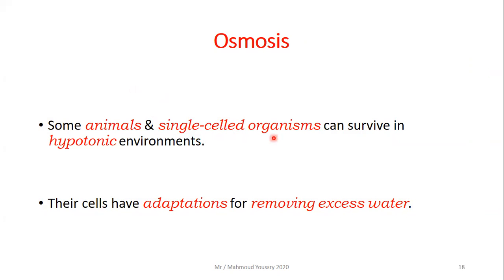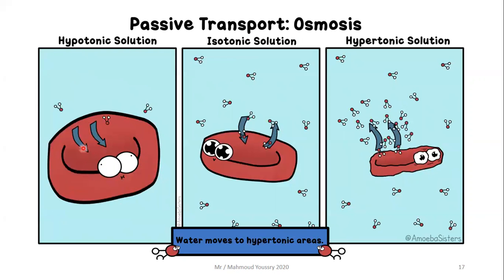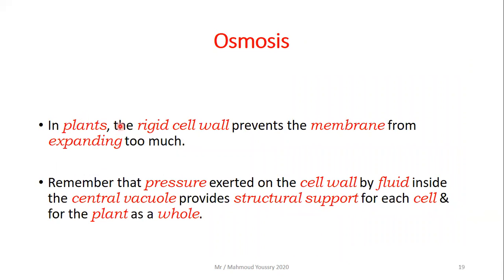Some animals and single-celled organisms can survive in a hypotonic environment. Their cells have adaptations for removing excess water before expanding or bursting. In plants, the rigid cell wall prevents the membrane from expanding too much. So this is a protection of the cell wall for the whole cell. Remember that the pressure exerted on the cell wall by fluid inside the central vacuole provides structural support for each cell and for the plant as a whole.